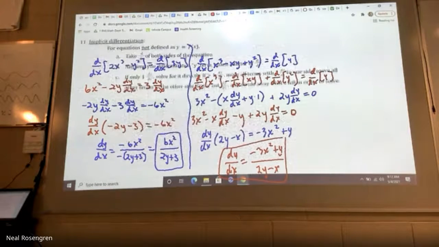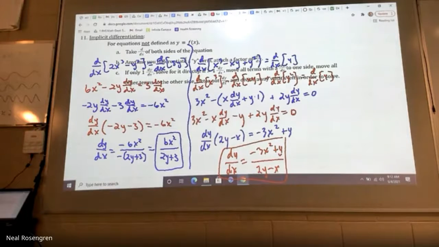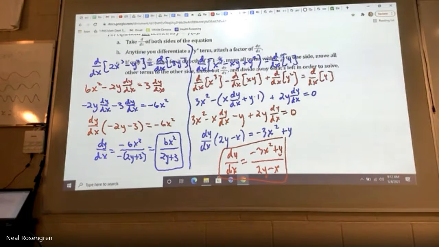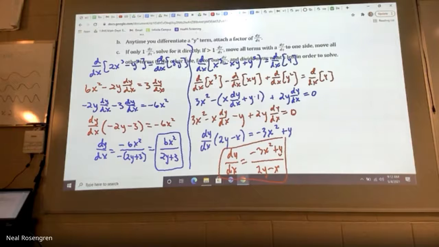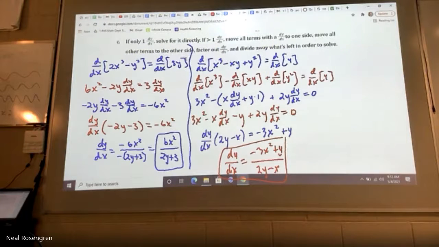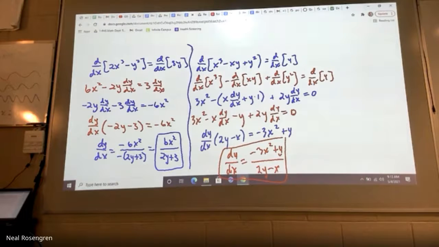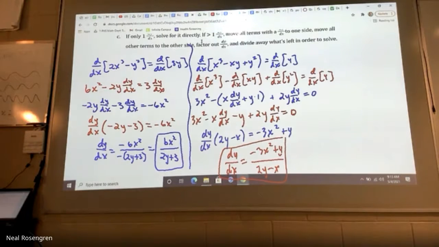Okay, because the last thing on here is implicit, and now we're finally there, so we're good. Take d dx at both sides. Anytime you differentiate a y term, attach a factor dy dx. If there's only one, solve for it. If there's more than one, move them around and get it by itself. That'll help me. Yeah, for sure. So let me do that today. I will just share it with you through your drive, so it'll be sitting in there waiting for you.